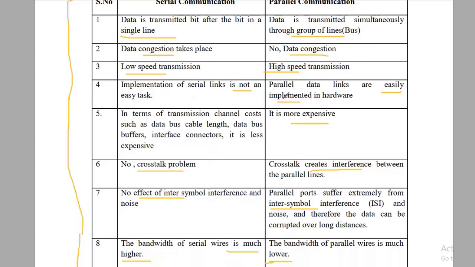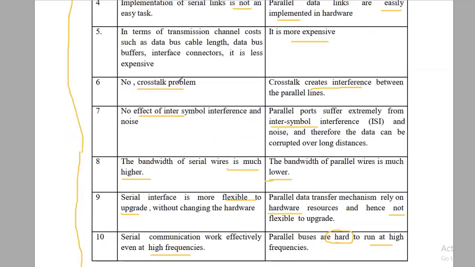And next one is the implementation. Serial link is not that easy to implement, but parallel is easily implemented. But in case of cost, serial is much more cost effective, and parallel is more expensive. Serial does not have a crosstalk problem, but parallel creates crosstalk, which causes interference between the parallel lines. Serial has no effect of inter-symbol interference and noise, but parallel is extremely affected by inter-symbol interference and noise.